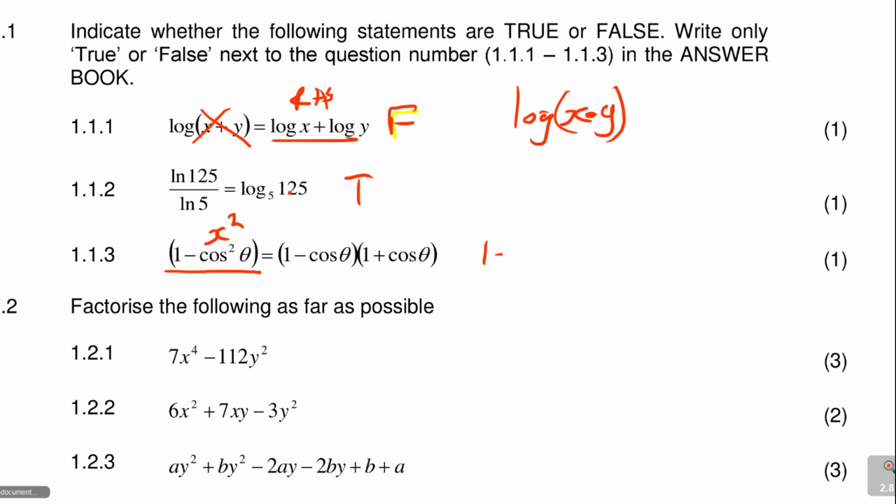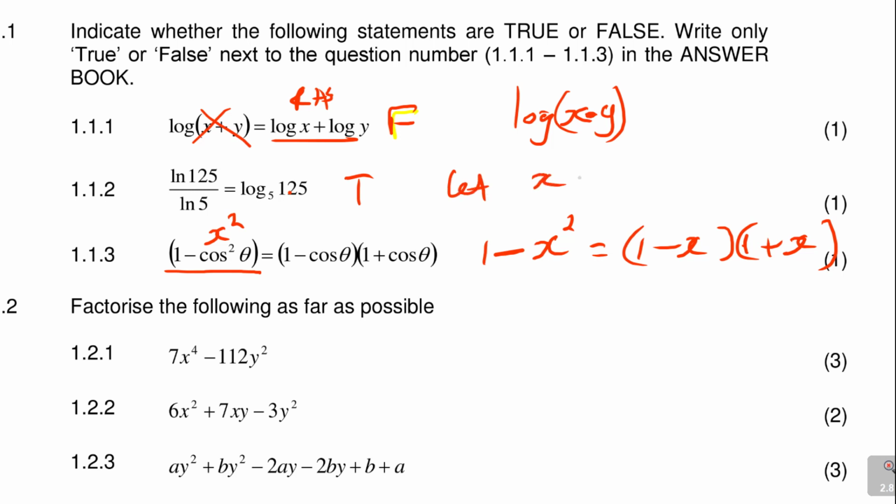So if I say what is 1 minus x squared, you say it's a difference of two squares, so you open it up like this. So it will be 1 minus x and 1 plus x. But remember, I said let x be equal to cos theta. Are you seeing that? Now cos squared theta is equal to cos theta.